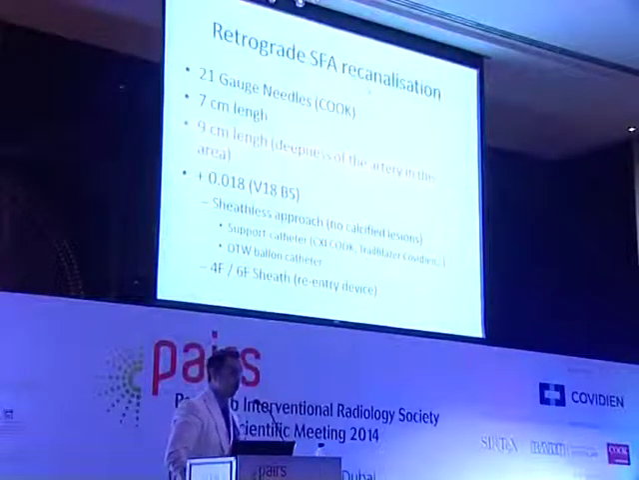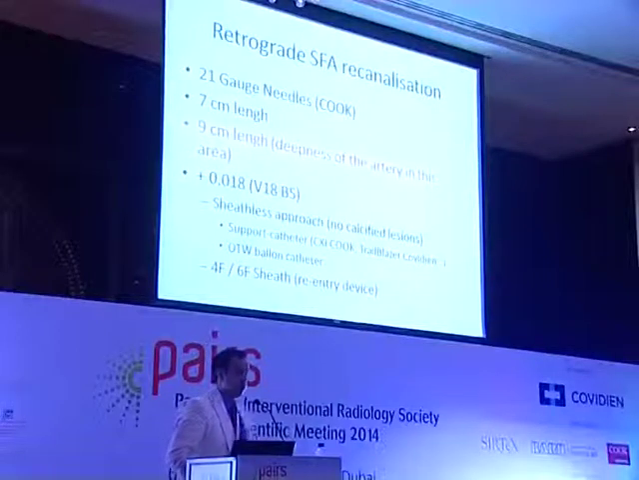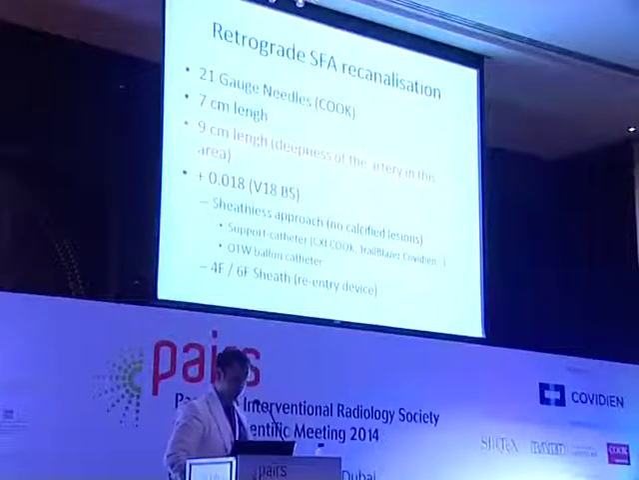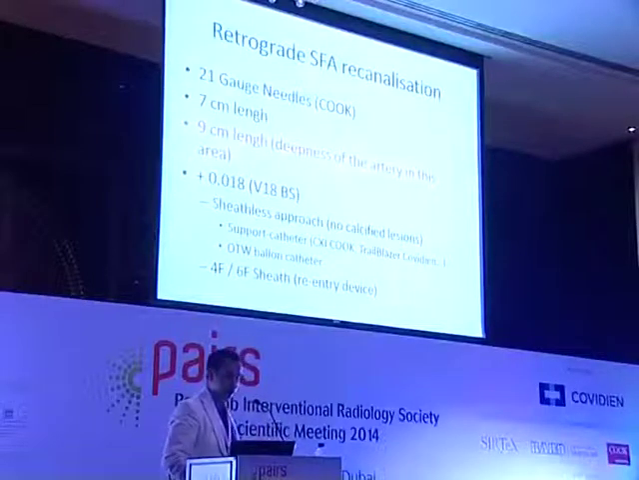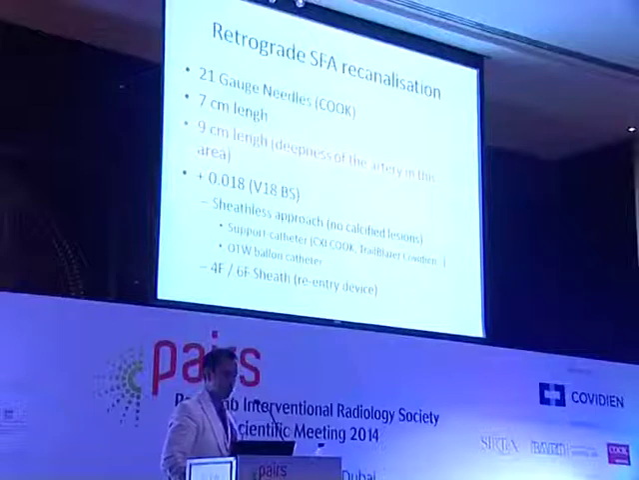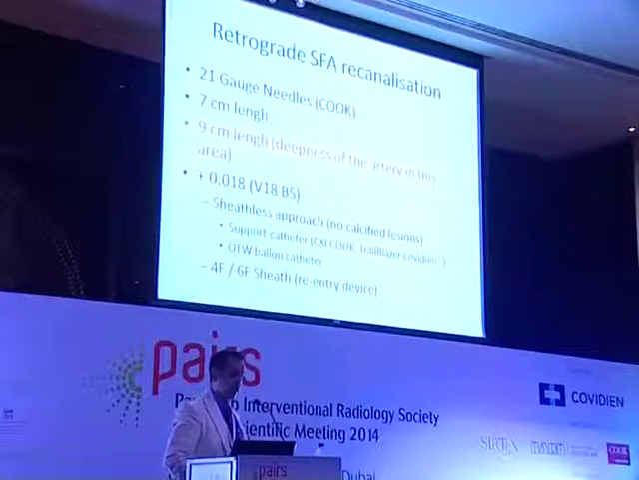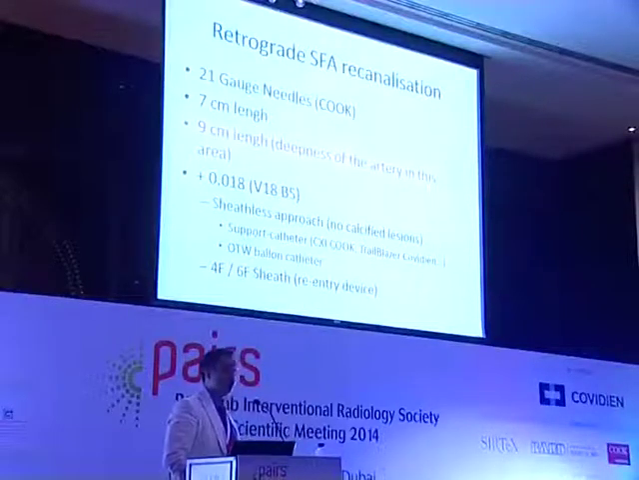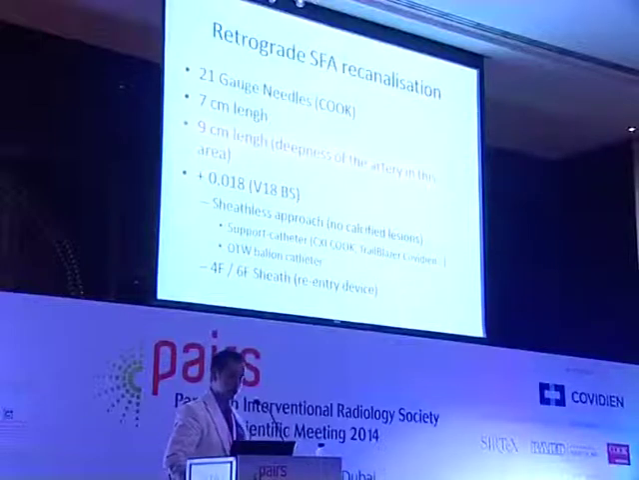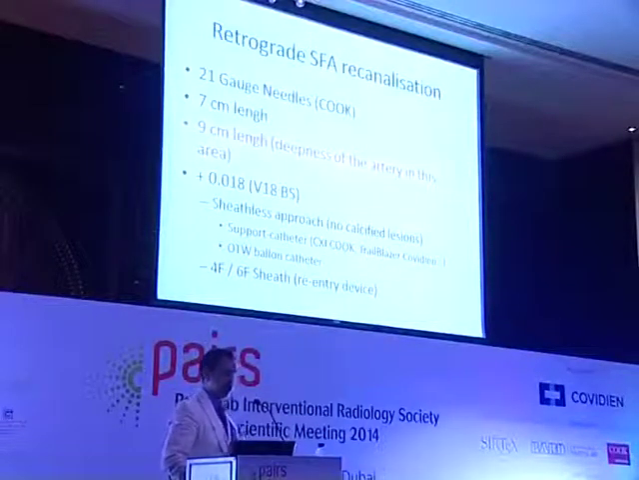What are the tools you need to make retrograde approach, even SFA or below the knee? Today we have good tools with 21 gauge needle, atraumatic or less traumatic, from Cook. We can have it in 7 or 9 centimeter length, depending on the artery deepness at the area of the puncture site. We combine this with 018 guide wire, for example the V18, what we use in general in our department. It could be a sheathless approach, or with a 4 French until 6 French approach if we plan to use a re-entry device from this puncture site.